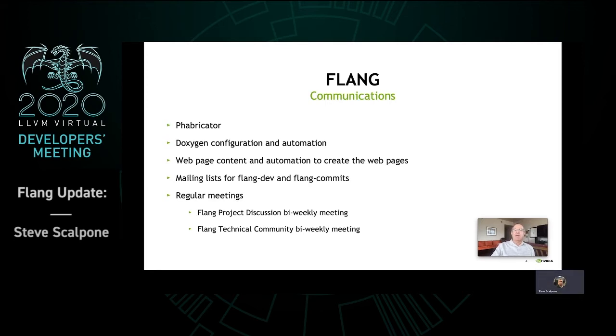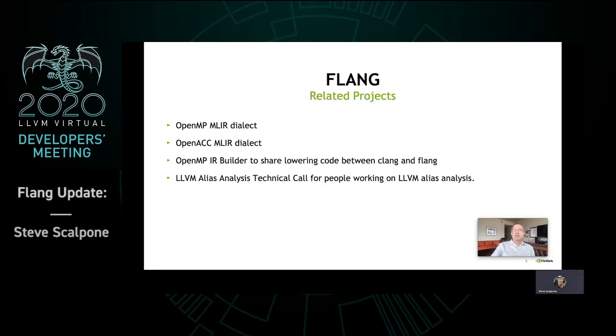And the Flang biweekly meetings continue to grow. The project meeting and a technical meeting alternate every Wednesday. Details about these meetings and their schedules and call-in numbers can be found in the Flang Dev mailing list. There's a number of related projects that kicked off when Flang became part of the monorepo too. I'm going to talk about a few of them.